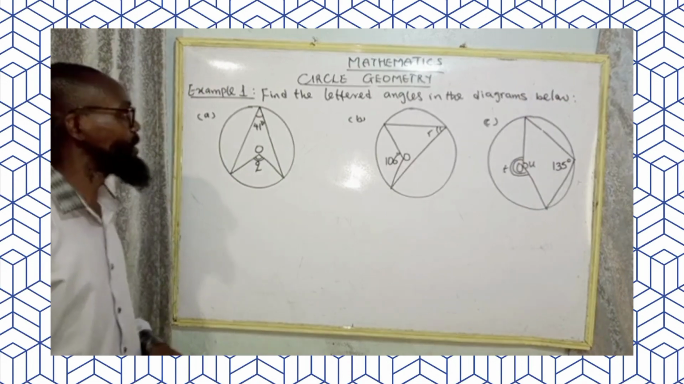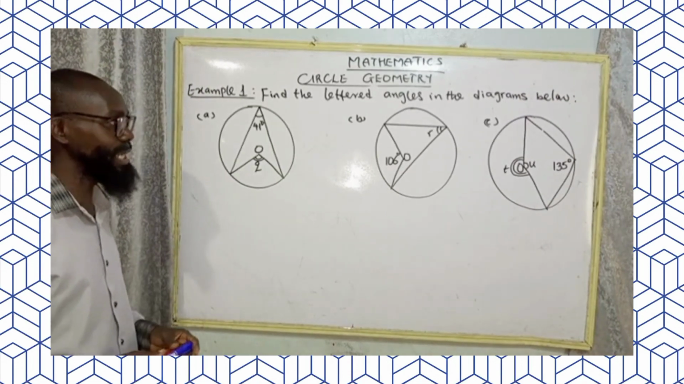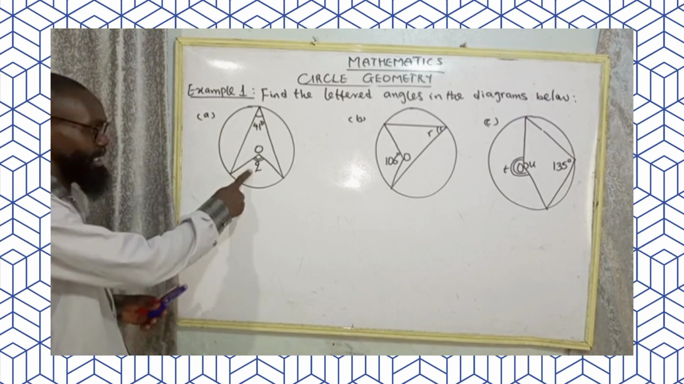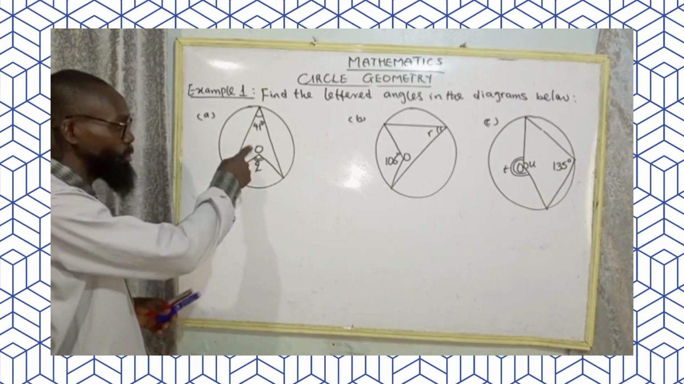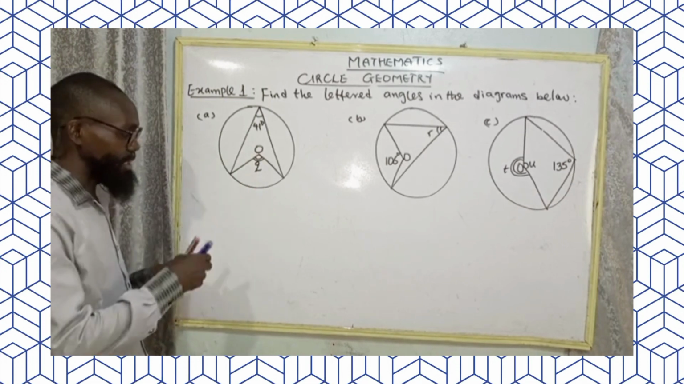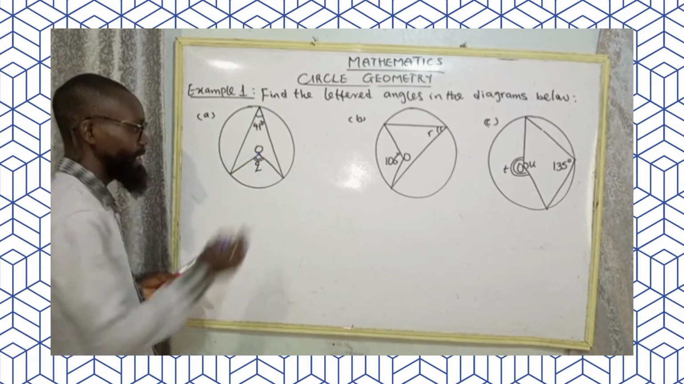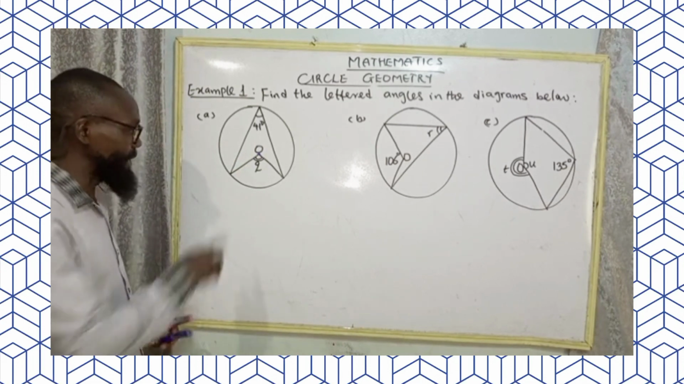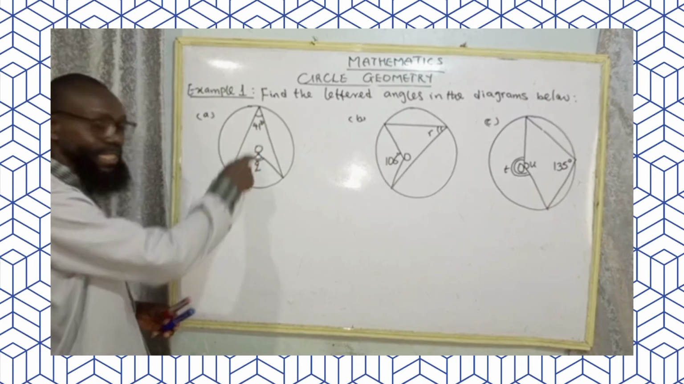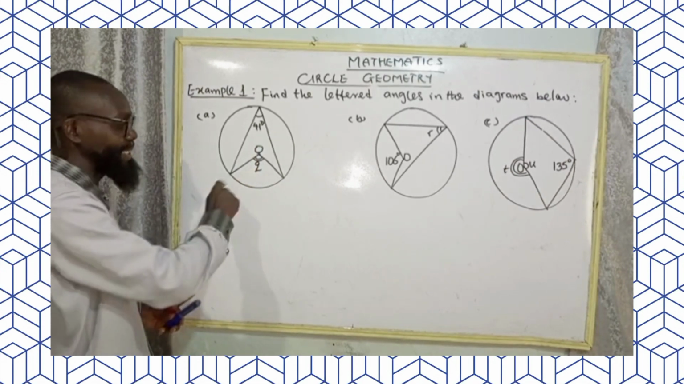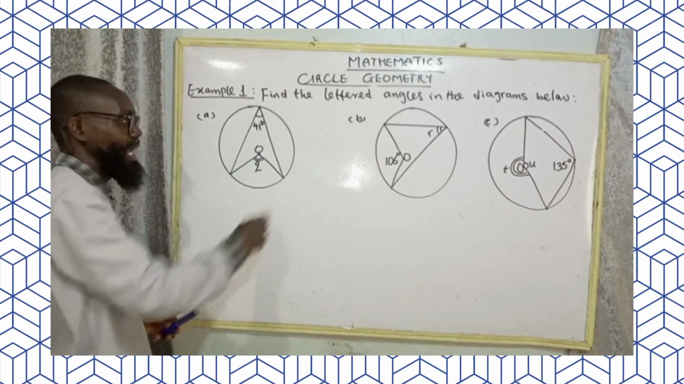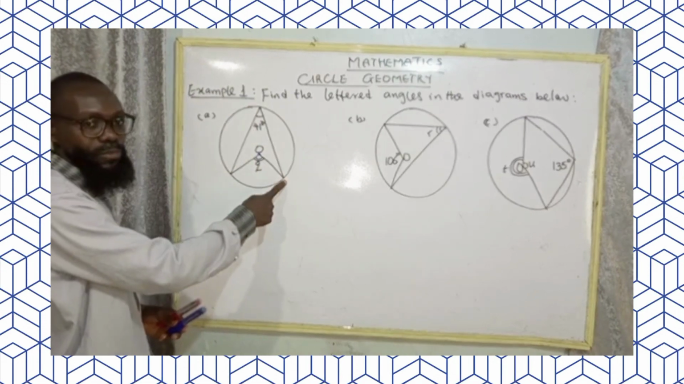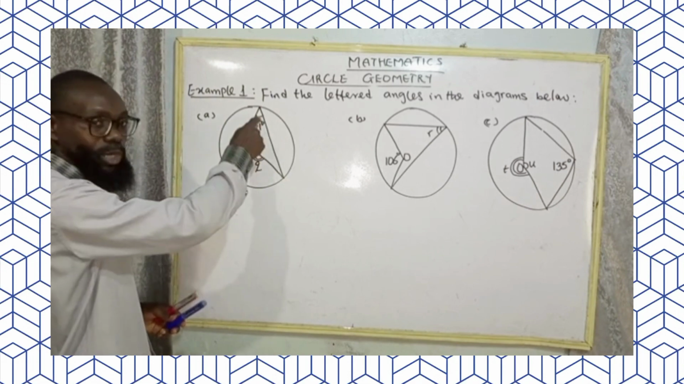Example 1. Find the lettered angles in the diagrams below. The first one, we want to find the lettered angle, which is angle Q. Don't forget, this O is telling us that this point here is center O. And I want to find the value of Q. Now this Q is the angle at the center. The angles at the circumference are this angle 41 degrees, this angle here, and this angle here. But the angle at the center is Q, and the angle at the circumference is 41.